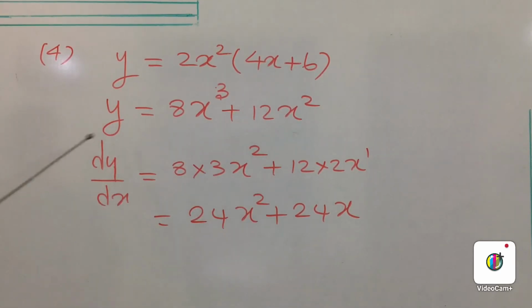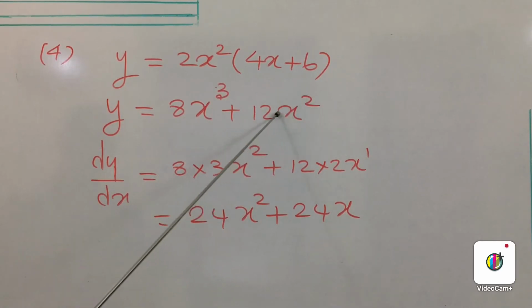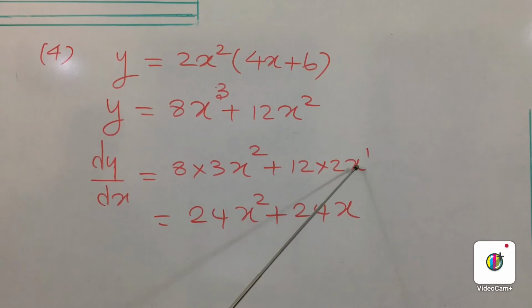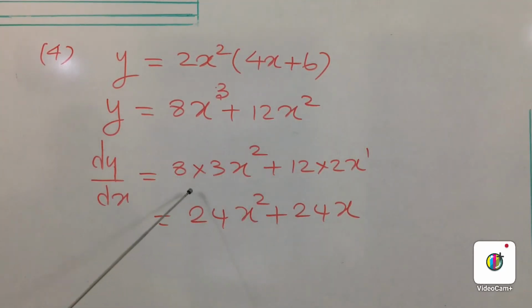After that you can differentiate with respect to x: dy over dx = 8 here, you take the 3 in front, 3 into x squared, reducing the power by 1. After that you take this 2 in front, 12 into 2 into x to the power 2 minus 1, which is 1. Now you simplify this: 8 into 3, 24x squared, plus 12 into 2, 24x. Therefore dy by dx = 24x squared + 24x.